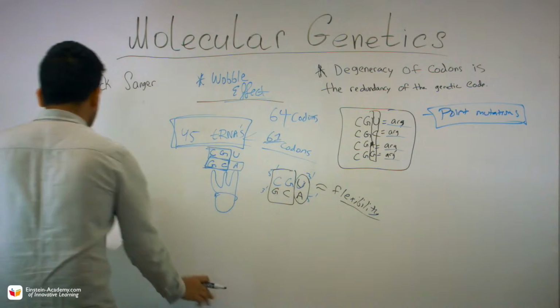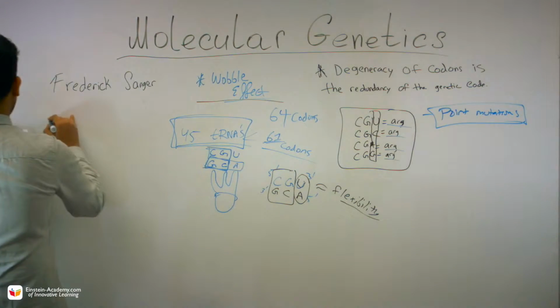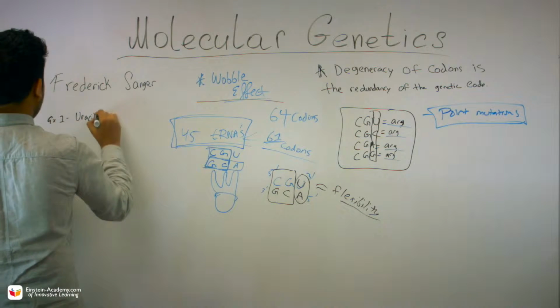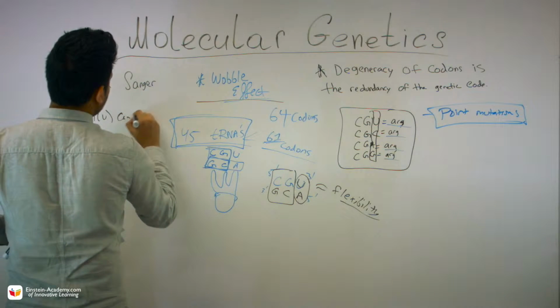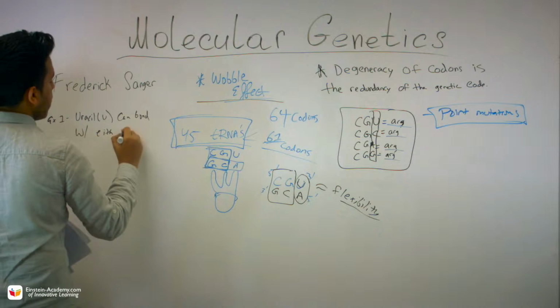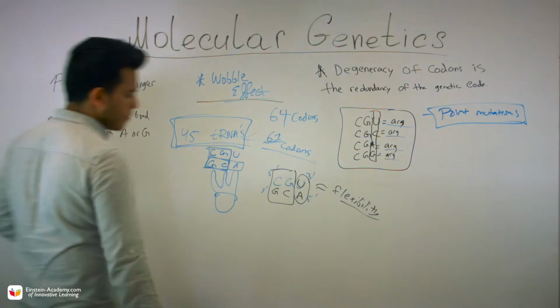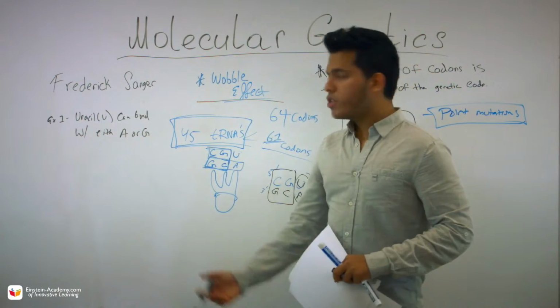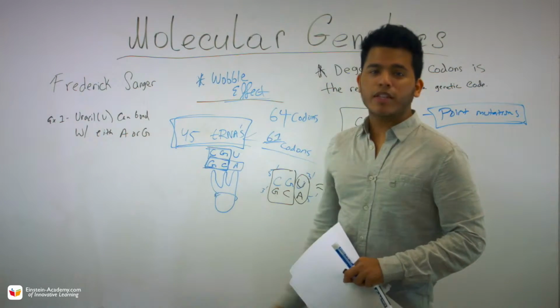Let me give you some specific examples, actually. So here's example 1. Uracil, or U, can bond with either A or G. So you can have A or G, doesn't matter. Once again, we see some flexibility here.